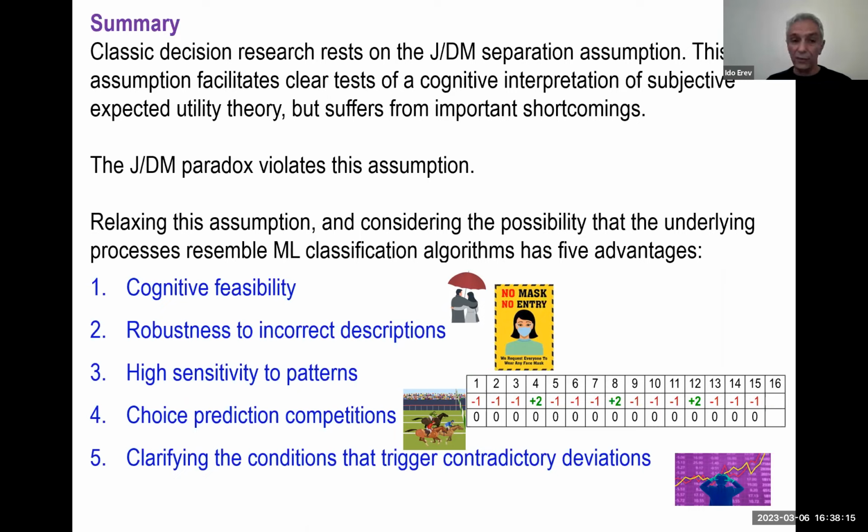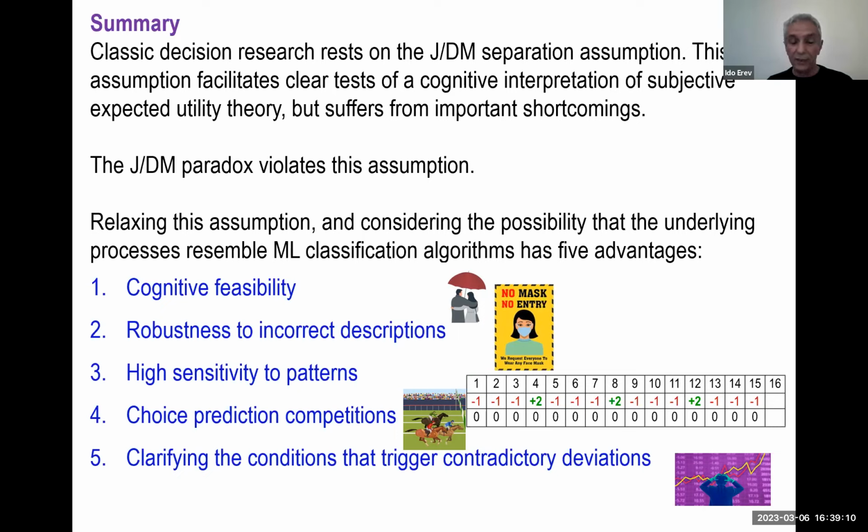Next, I try to convince you that relaxing this JDM separation assumption and considering the possibility that the underlying processes resemble machine learning classification algorithms has 5 main advantages. First, this implies much more efficient and cognitively feasible processes. Instead of estimating infinitely many probabilities of too many events, you just have to think about similar past experiences. You take a small sample, and this leads to very effective behavior, basically what machine learning algorithms are doing. And you might also find your lover, if you're a single person and you decide not to carry an umbrella.